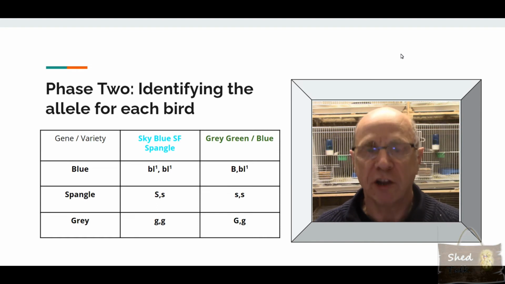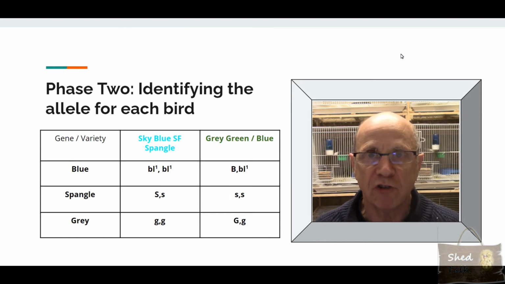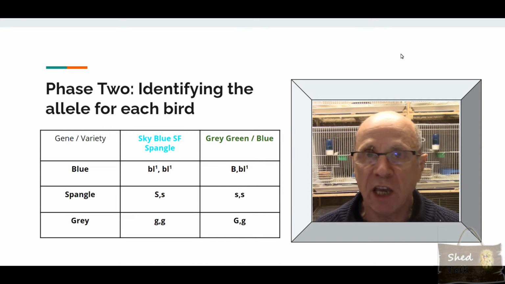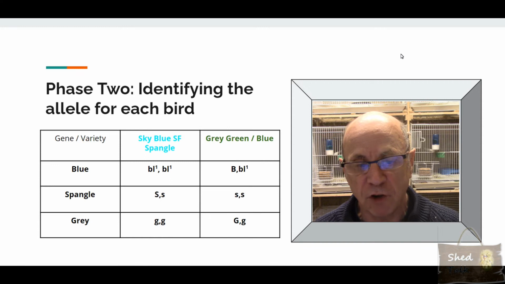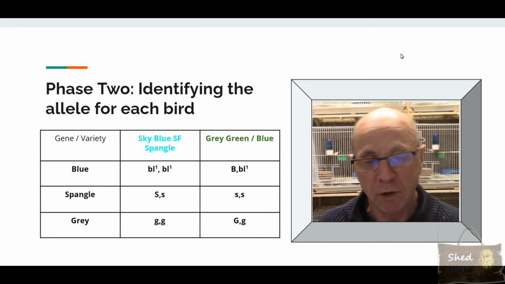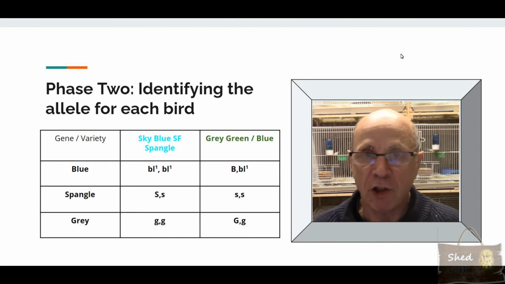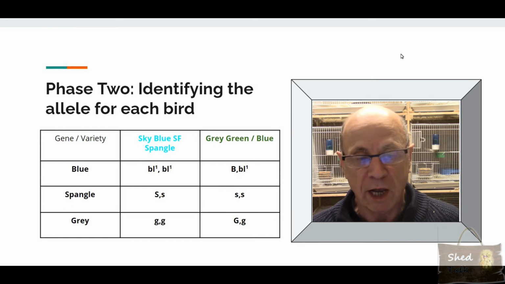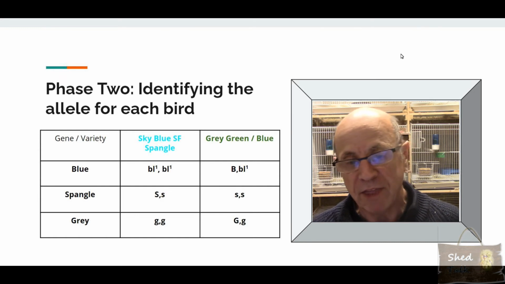So this is what I consider to be phase 2. I take those genes and I put them into a small table, and as you can see here, the table I've got first of all shows gene and variety along the top, and then we've got the sky blue single factor spangle and the grey-green split for blue bird, and down the left hand side I've got the various genes, so the blue and the spangle and the grey, and then the next squares represent the allele that I have identified each of those birds had.